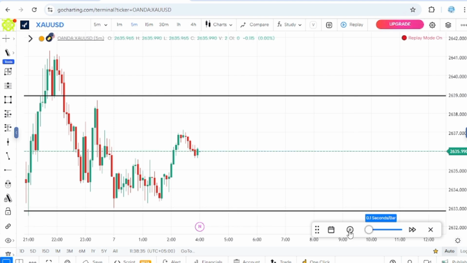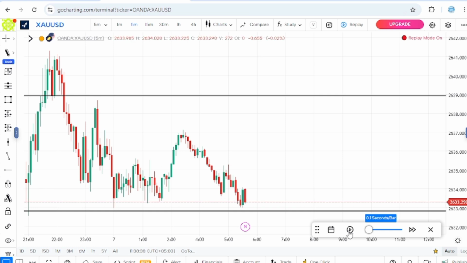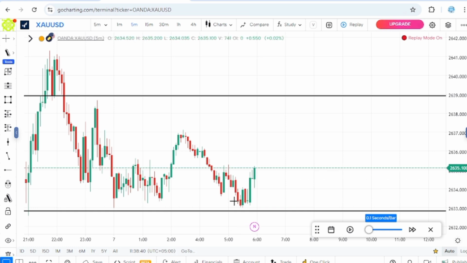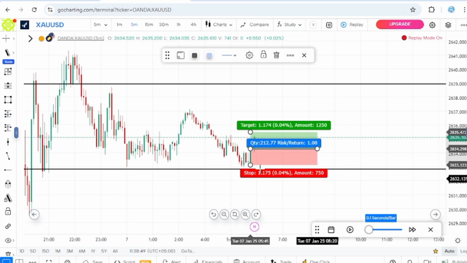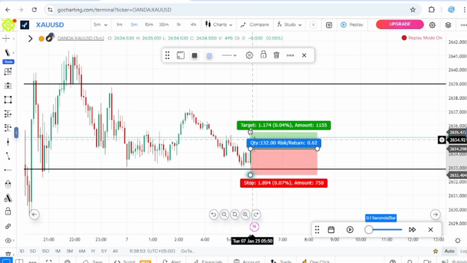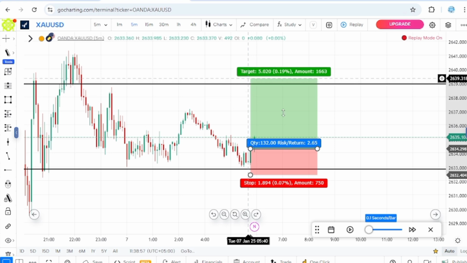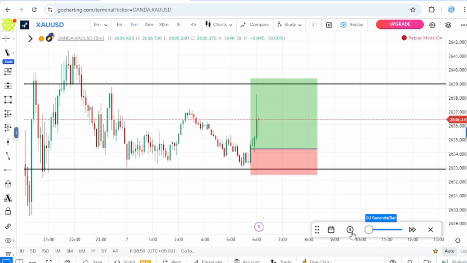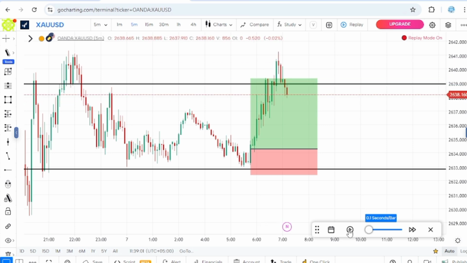So let's play it out. As you can see here, the price first manipulated towards the low. So we'll take a trade in the opposite direction, aiming for a 1-2 or 1-3 risk to reward ratio. And as you can see, it beautifully hit our target.